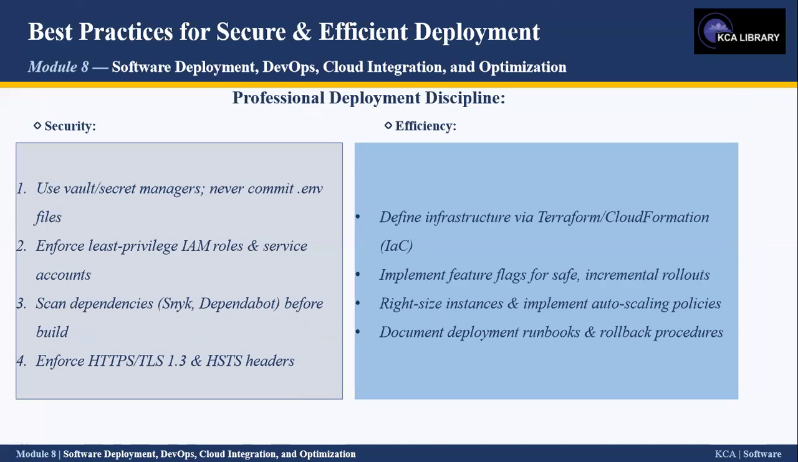Professional deployment discipline covers security and efficiency. For security, always use vaults and secret managers. Never commit a .env file. Enforce least privilege roles, scan dependencies, and enforce HTTPS with TLS 1.3 and security headers. For efficiency, define infrastructure via Terraform. Implement feature flags for safe incremental rollout. Right-size instances and implement auto-scaling policies. Document deployment, runbooks, and rollback procedures.